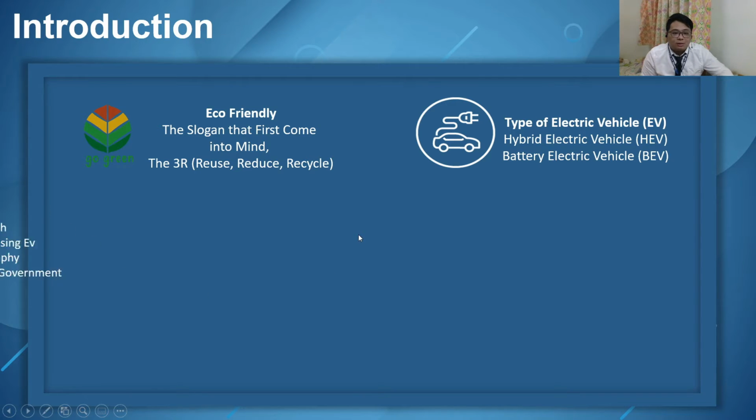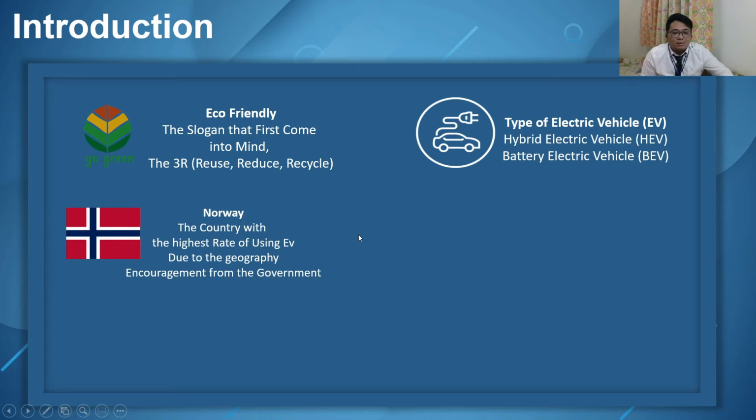And in this world, there is one country that has a higher rate of using electrical vehicle, which is Norway. This is because of the geography of this country, it has a lot of valleys and steep rivers, so this country is able to build hydropower generators easily. And the cost of electricity in this country is very low.